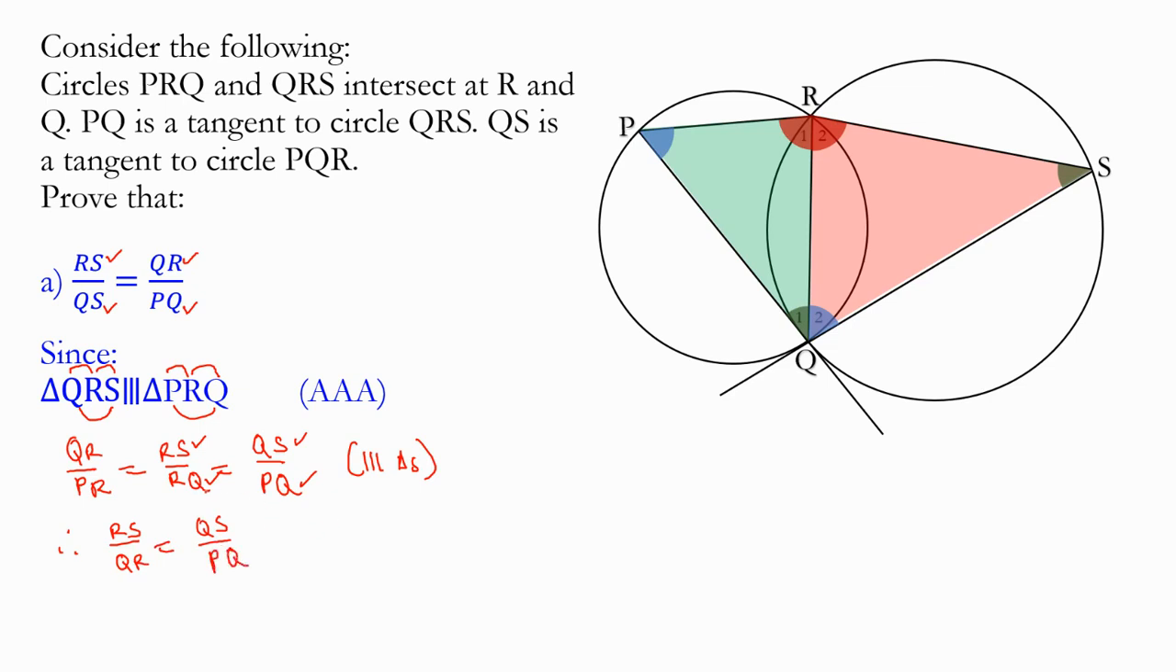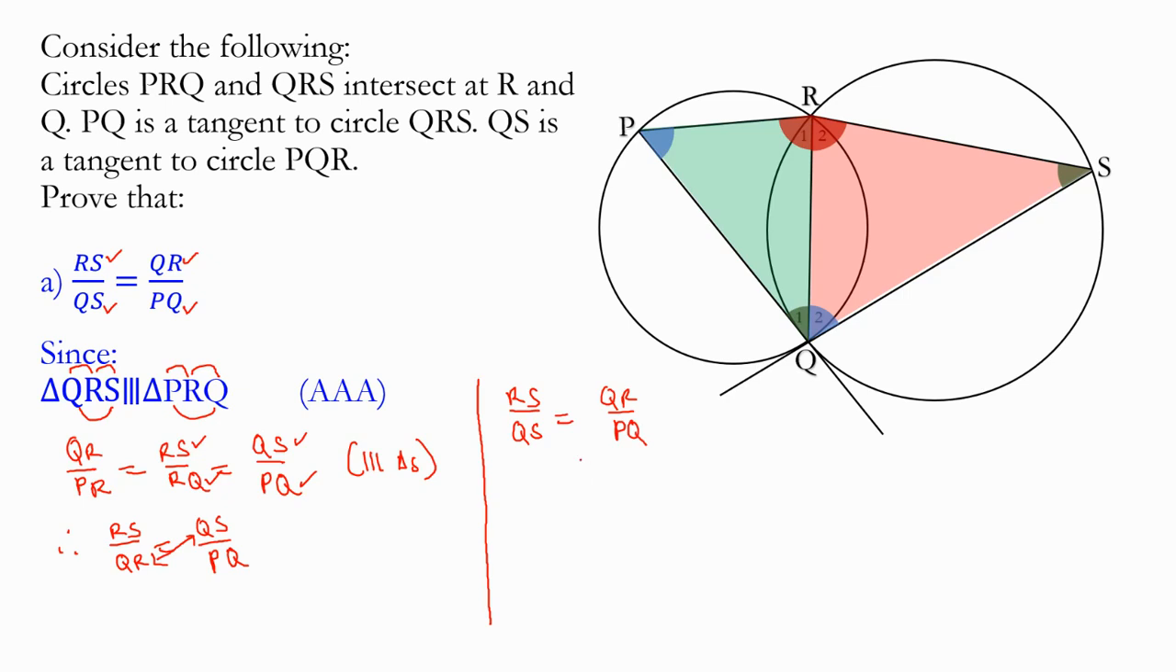Now, what do we do? If you check here, it's a bit different from what we have. So can we interchange QR and QS? Yes, we can do that. Remember, we did this when we were doing the cross multiplication techniques. So we can interchange QR and QS. So it becomes RS over QS is equal to QR over PQ. So that first question has been done.